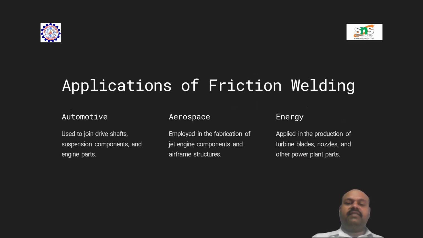So what are the applications of friction stir welding? We have enormous applications. It is majorly for automotive, aerospace, and energy. So it is used to join drive shafts, suspension components, and engine parts. In aerospace, it is employed in the fabrication of jet engine components and airframe structures. In the energy sector, it is applied in the production of turbine blades, nozzles, and other power plant parts.